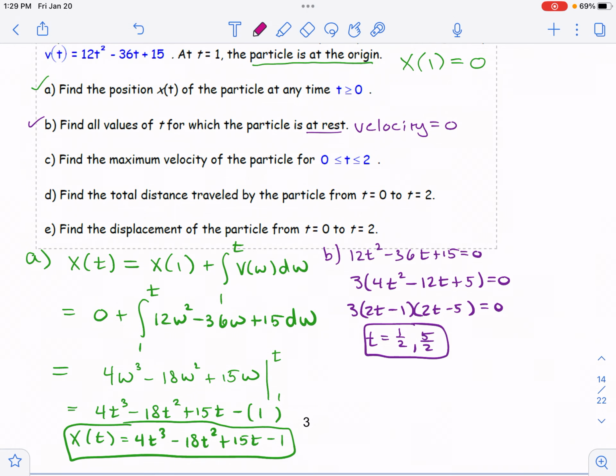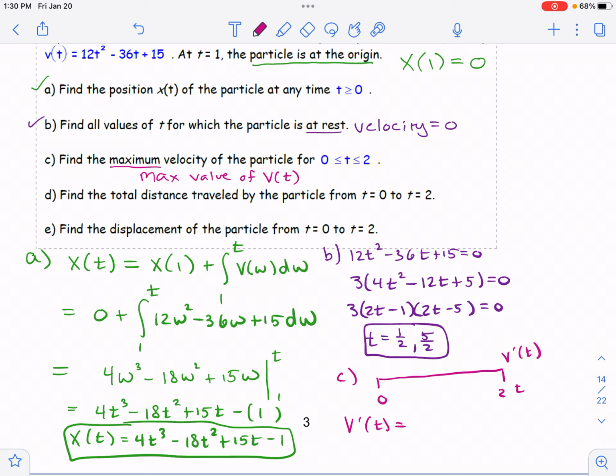Part C, find the maximum velocity of the particle on the time interval 0 to 2. So to find the maximum velocity, that's the max value of your velocity function. And we remember that max values occur at critical points and at endpoints. So to find the max value of v of t, we need to consider endpoints and critical points. So why don't I get my number line set up right away? Okay, I know 0 and 2 are endpoints. I need to find critical points by taking the derivative of my velocity function.